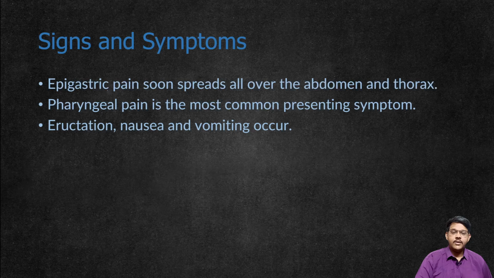Then there is epigastric pain, which spreads all over the abdomen and thorax. There may be pharyngeal pain, which is the commonest presenting symptom. Then eructations, nausea, and vomiting may also occur.